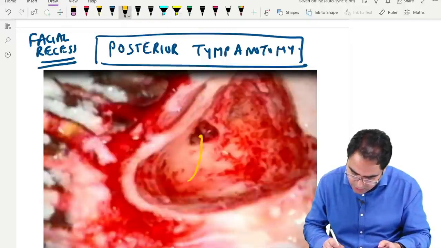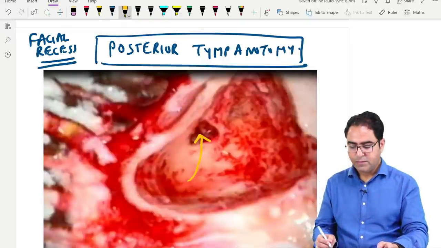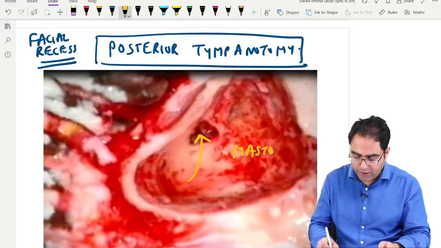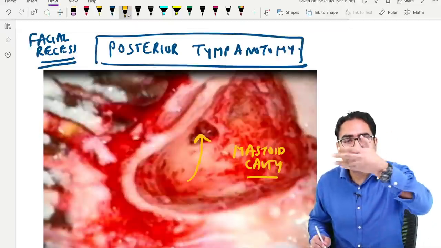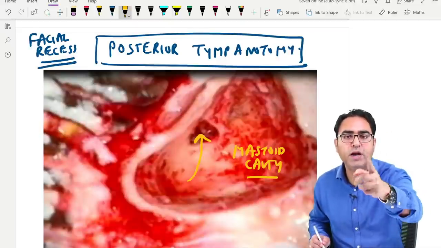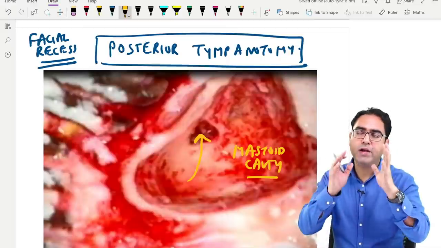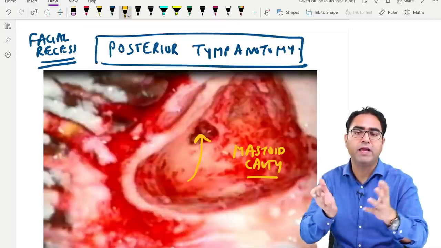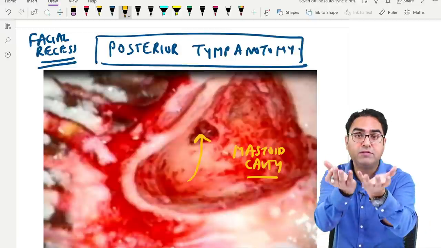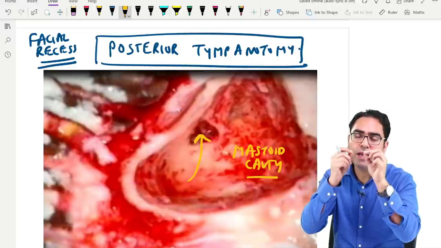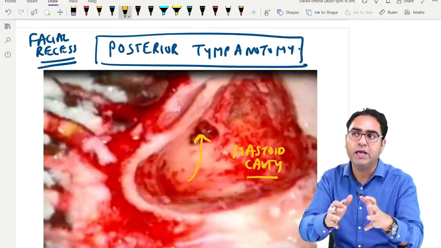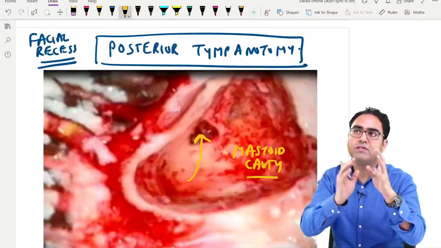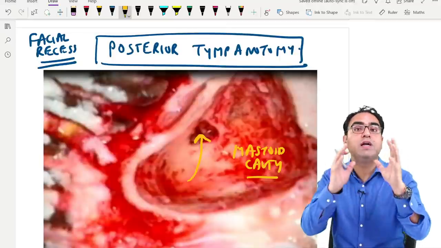This is the posterior tympanotomy window, beta. This is the mastoid cavity, and this hole in the mastoid cavity is called posterior tympanotomy. If you see any hole in the floor of the mastoid cavity, it's a posterior tympanotomy. May I remind you, this visual question is possible in a higher-level INICET question, because AIIMS has those specimens. If they show any triangular or circular hole in the floor of the mastoid cavity in a surgical specimen, what is this indicating? The answer is posterior tympanotomy.